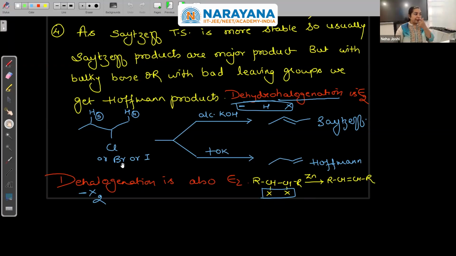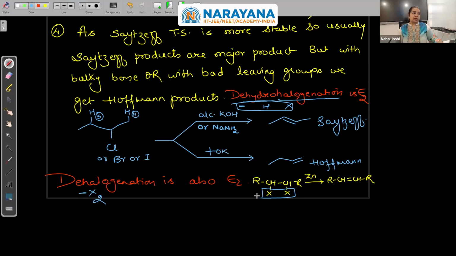It could be chlorine, bromine or iodine with alcoholic KOH, a small size base, or I can say even other small size bases like NaNH2, you will have Zaitsev alkene formed. Clear? Dehalogenation is also an E2 reaction. RCHX-CHX with zinc, then it is also an E2 reaction.